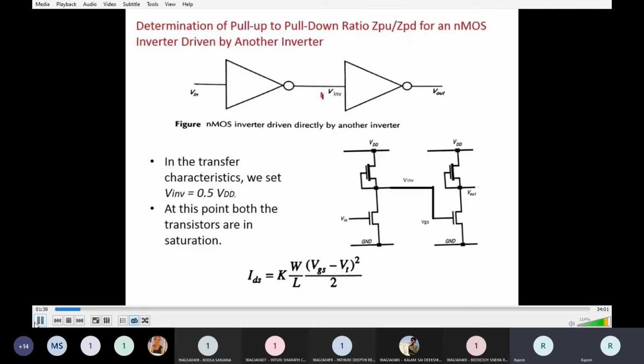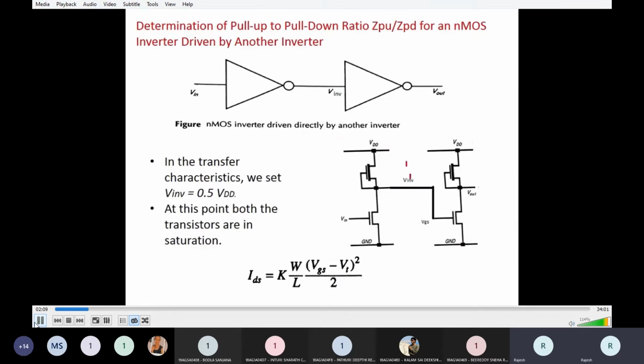So for inverter 1, the input is Vin and the output is Vinv. And the input for inverter 2 is Vinv, which is nothing but the output of the first stage inverter. The output is Vout. So the output of inverter 1 and the input of inverter 2 are the same. So this is the circuit arrangement.